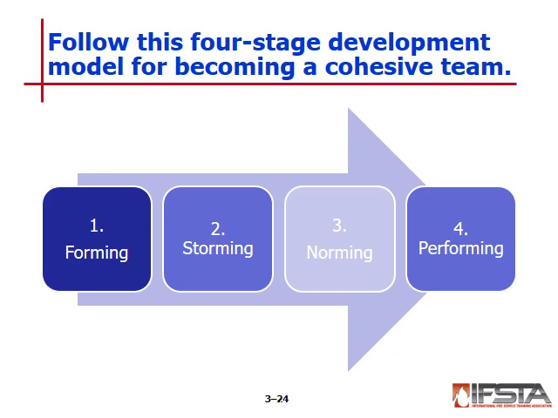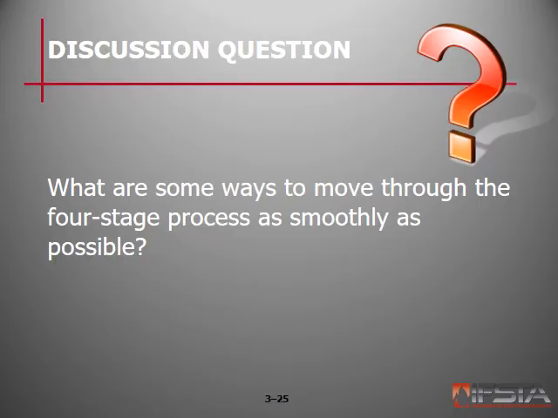And again, once they've started accomplishing goals and tasks, it's always good to lay out new goals, new objectives once things are met. And of course, give rewards and accolades to individuals in the group as they accomplish different tasks. Okay, what are some ways to move through the four-stage process as smoothly as possible?